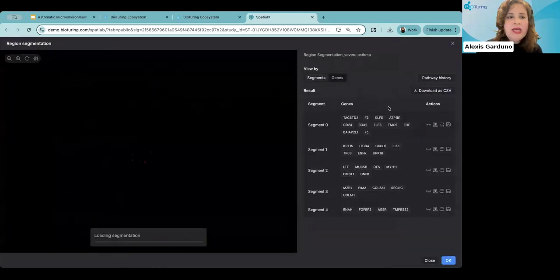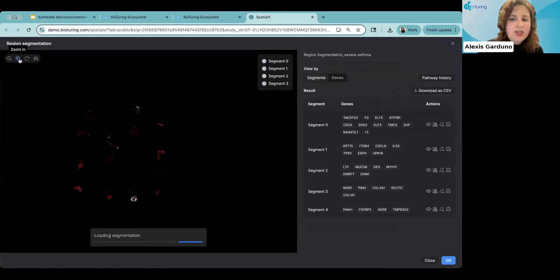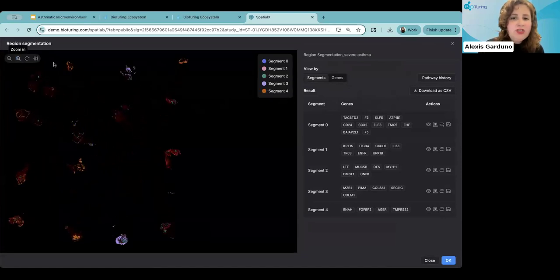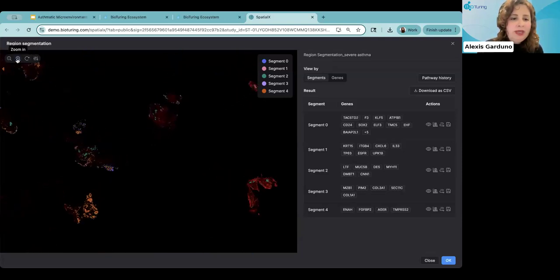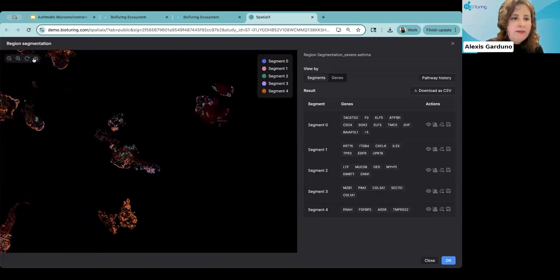So if we go into the analysis here, we can zoom in a bit closer to the severe asthma samples that I subclustered, and we can look at this region segmentation result. We can see that within these different samples, we are able to really define 5 distinct segments, and we can actually zoom in to look at these different segments as well. We can also look at the actual gene sets that are enriched within these segments. So we're able to really define these different segments.